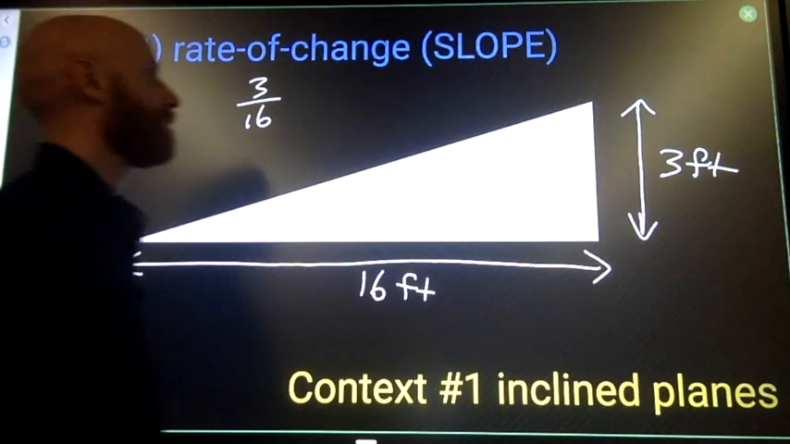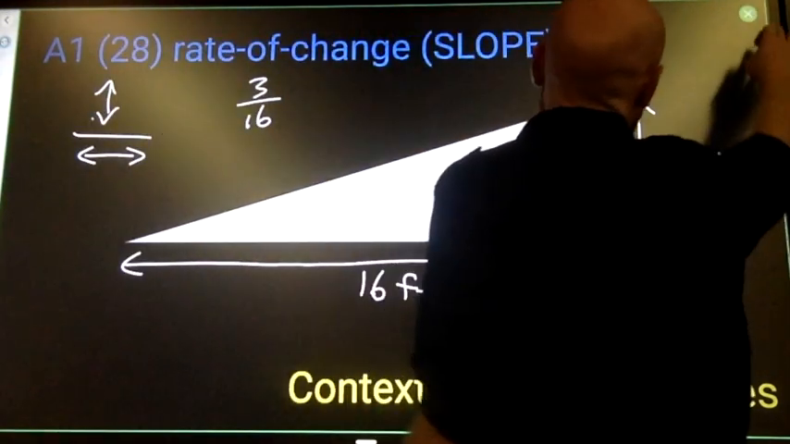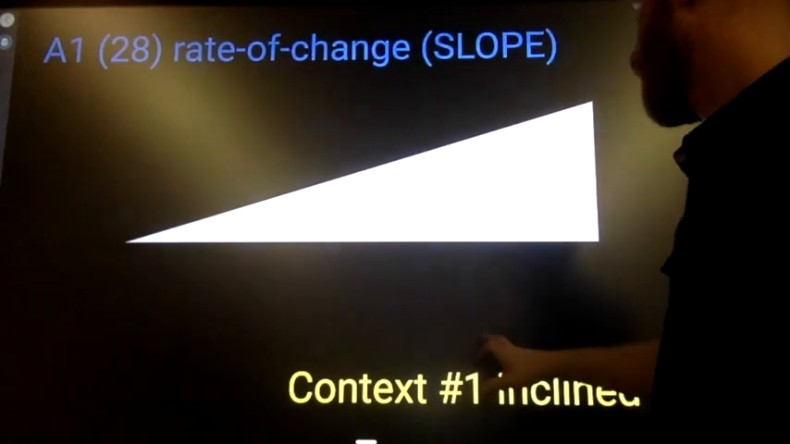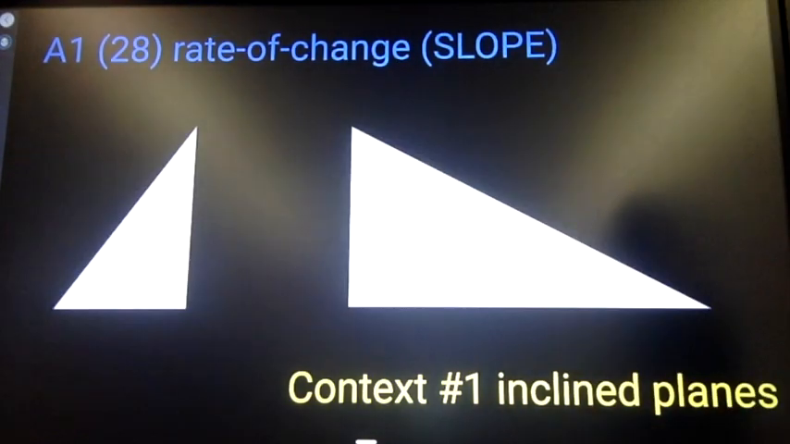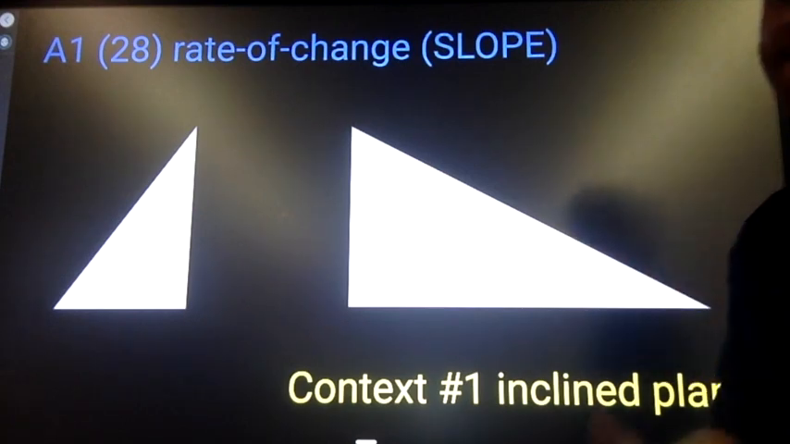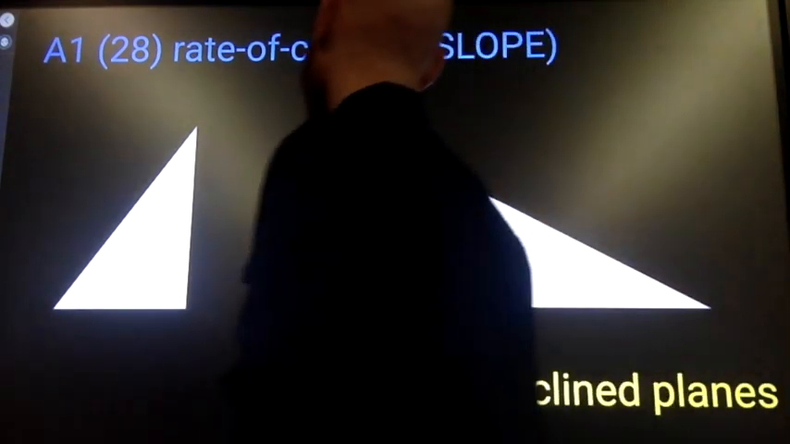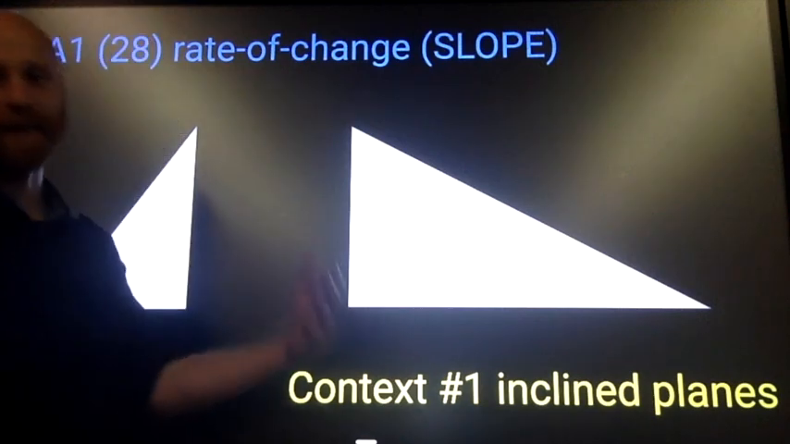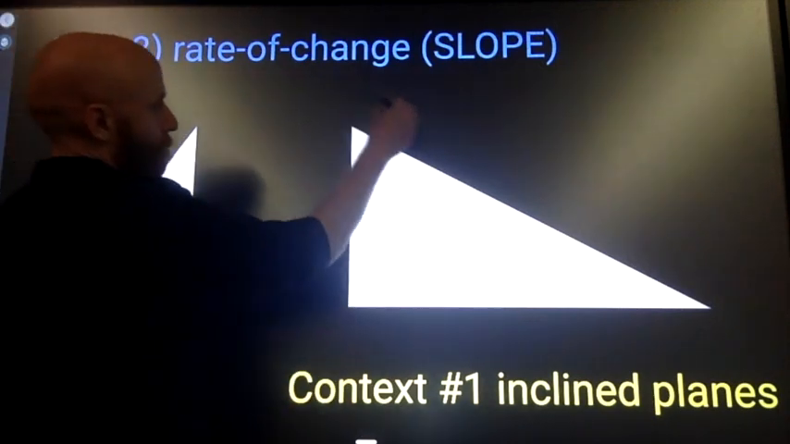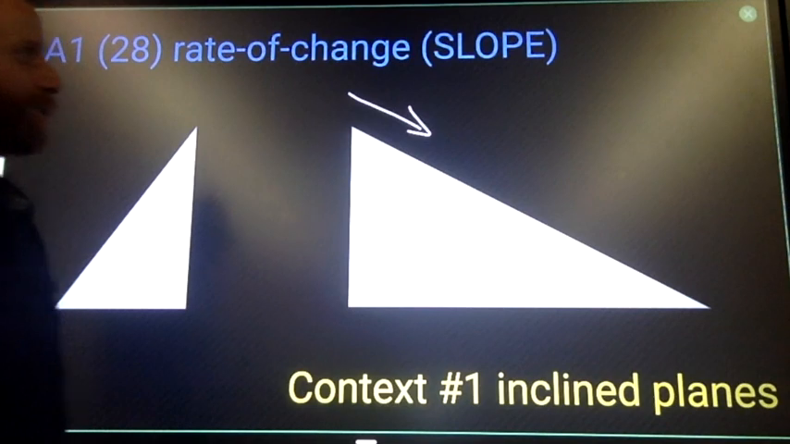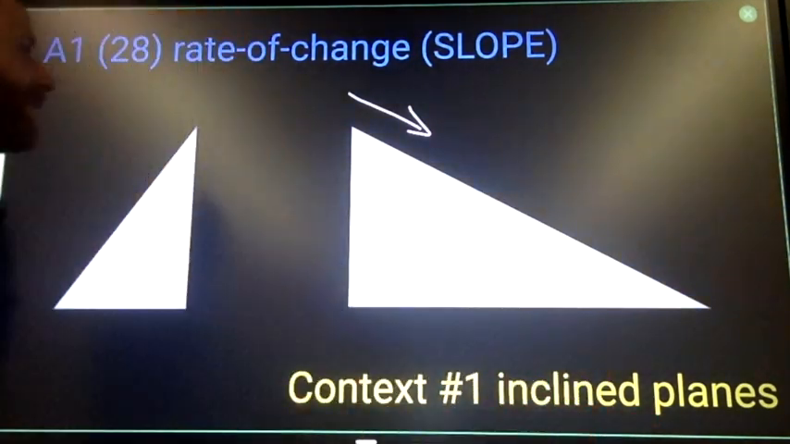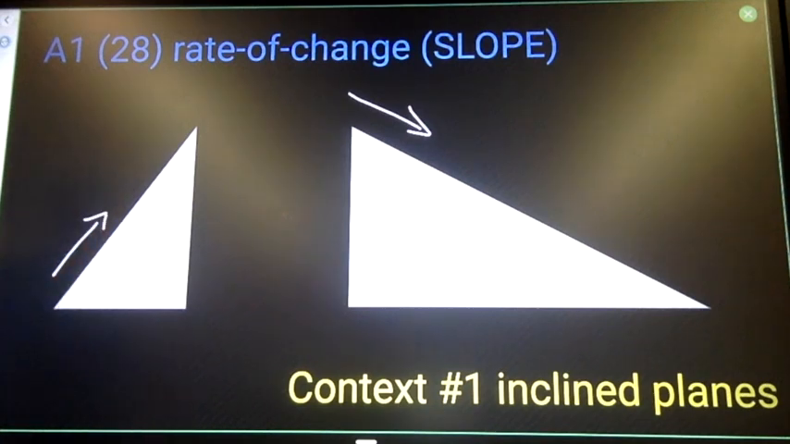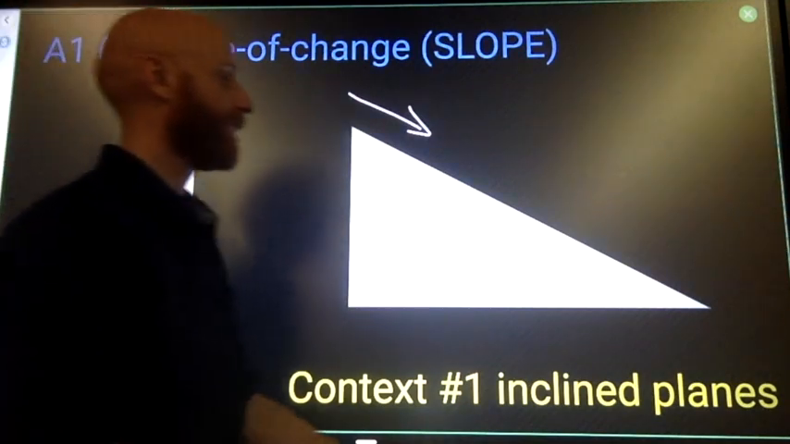Okay? Keep in mind that when we're talking about ramps or inclined planes, usually we consider our slope to be positive, but technically, if we want to be consistent with the rest of our mathematics, if from left to right we're traveling downward, we want to call that a negative slope. And if from left to right we're traveling upward, we want to call it a positive slope. Okay, that's context number one, inclined planes.